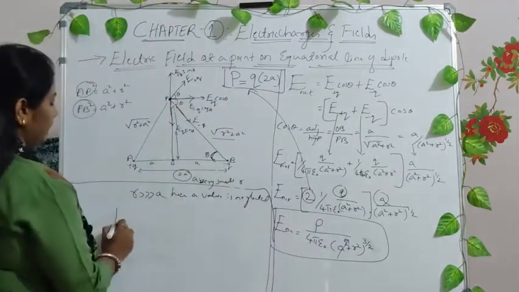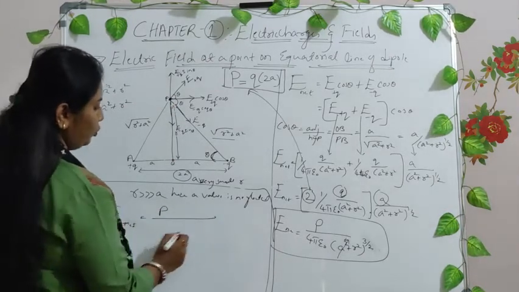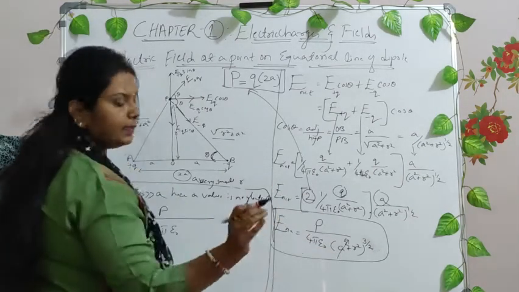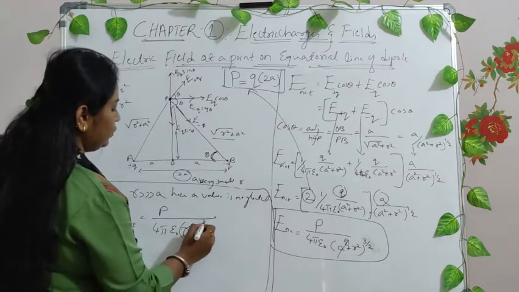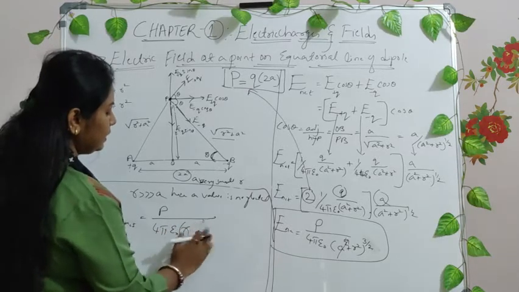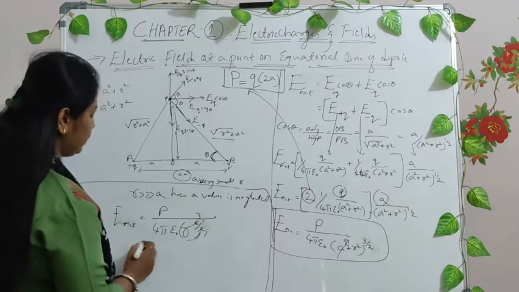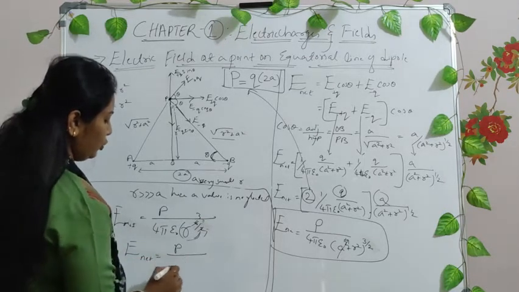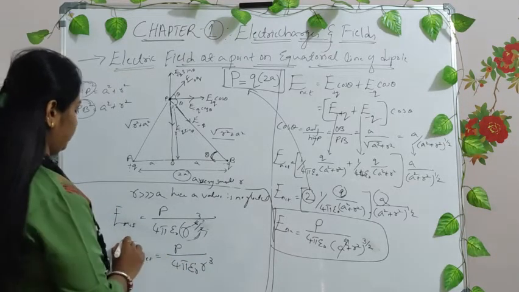So what do you write? E net will be equal to the dipole moment over 4 pi epsilon naught. This a is neglected, so we write only r square. This is 3 by 2, which will be 3 2s are 6, so it is 6 by 2, right? 2 1s are 2, 3 2s are 6. So the final expression will be electric dipole moment over 4 pi epsilon naught r cube.